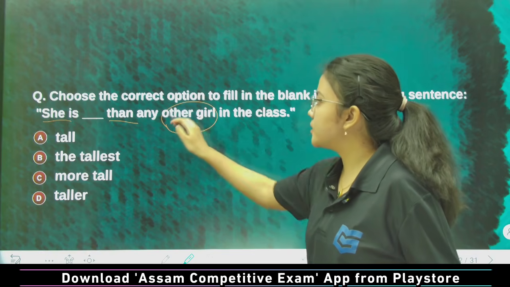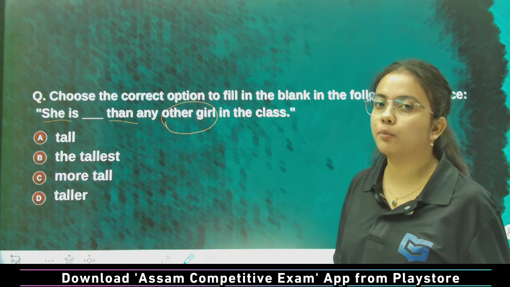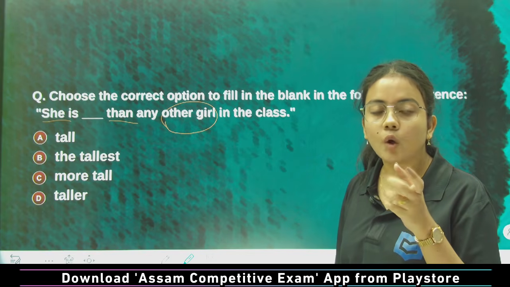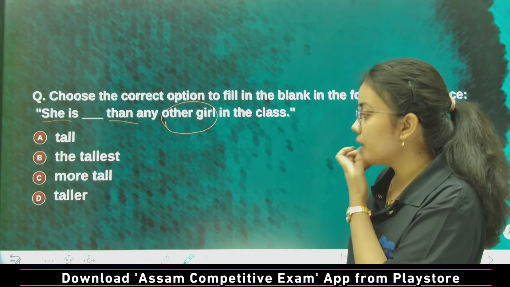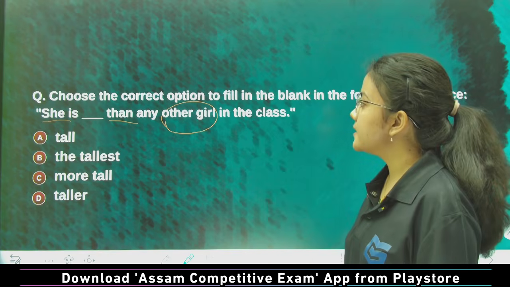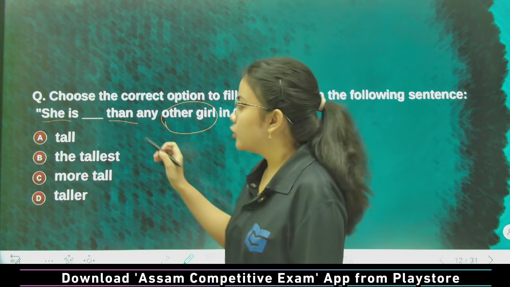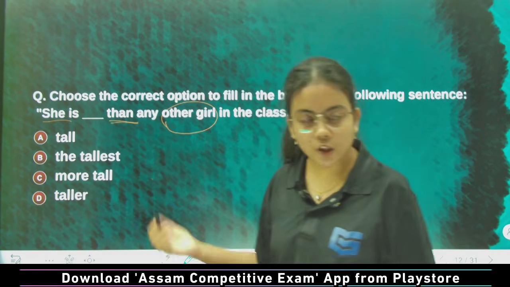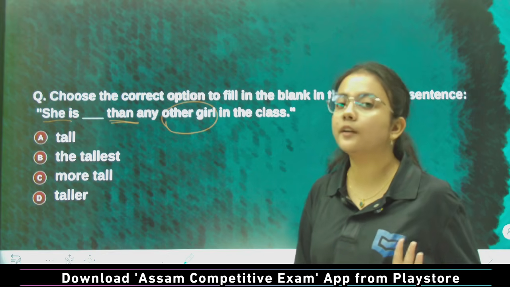Okay, so when there is comparison and when there is "than", then we put the comparative degree, the comparative degree of the adjective. She is dash than any other girl in the class. Tall, the comparative degree is taller. So since there is "than", we always use the comparative degree with it, right? After the comparative degree comes "than", never after the superlative degree.